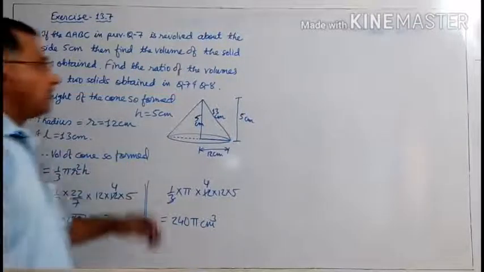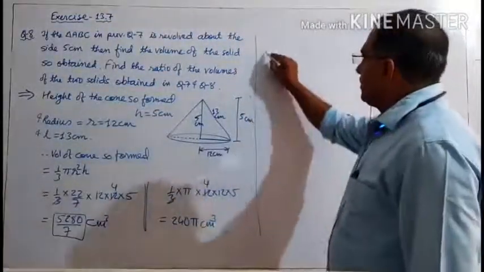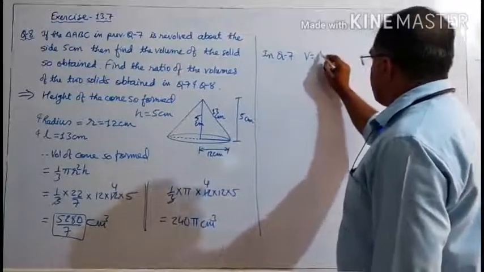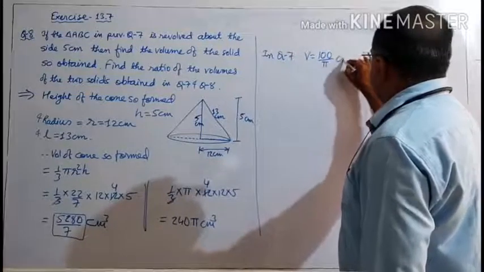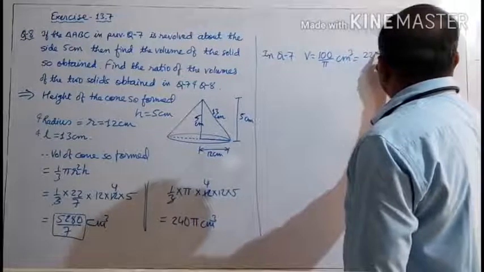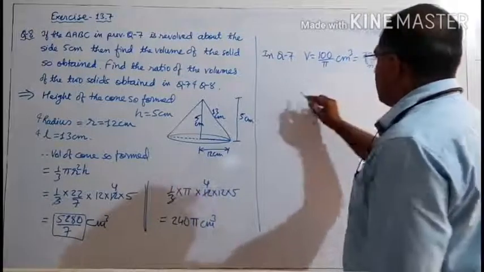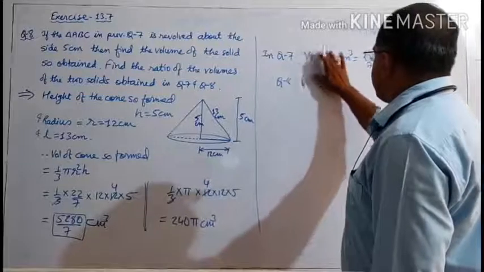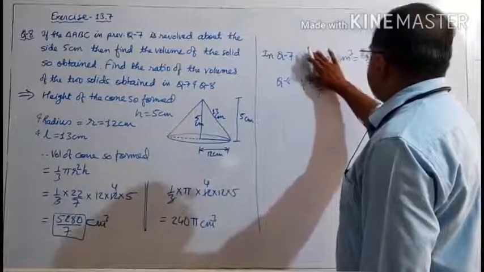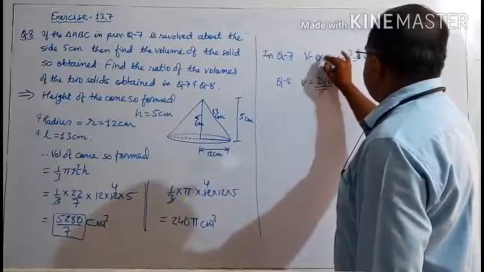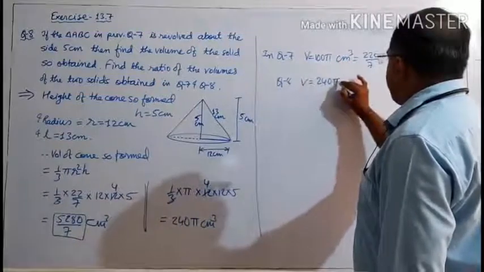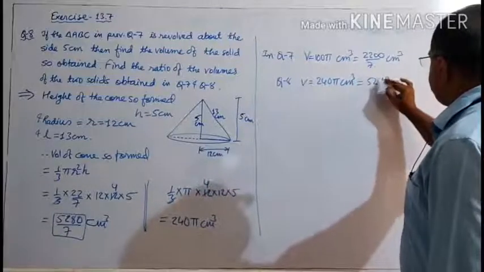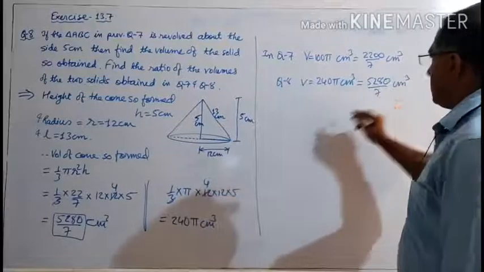So now the ratio of the volume of these two. As we have calculated in question 7, the volume was 100 pi centimeter cube, and that is equal to 2200 by 7 centimeter cube. And here in question 8, the volume is 240 pi centimeter cube, and that is equal to 5280 by 7 centimeter cube.